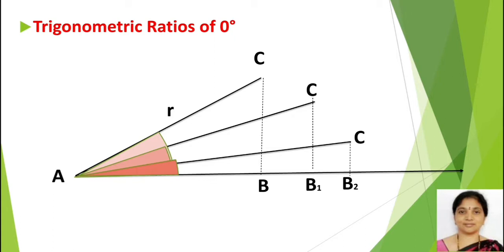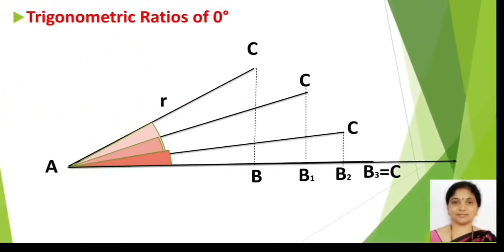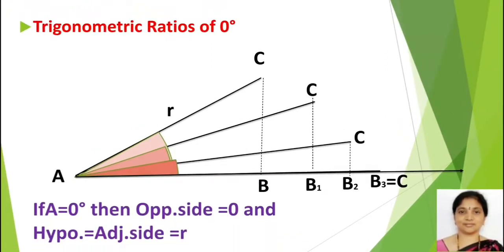So like that, if I consider AC falling onto the ray completely, that means when the angle is completely 0, then the B3 position and C position both are equal. Observe that the opposite side becomes 0, and the adjacent side and hypotenuse both are equal. AB3 is adjacent, and AB3 and C are equal here. So from this figure, if angle A is equal to 0 degrees, then the opposite side becomes 0 and the hypotenuse is equal to the adjacent side, R.